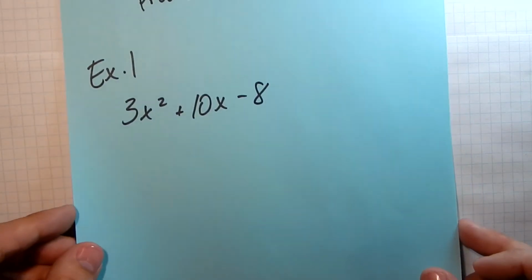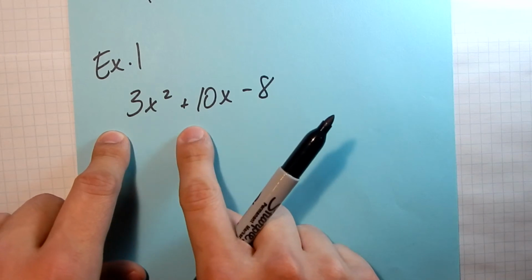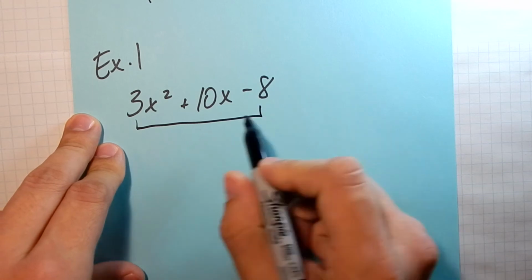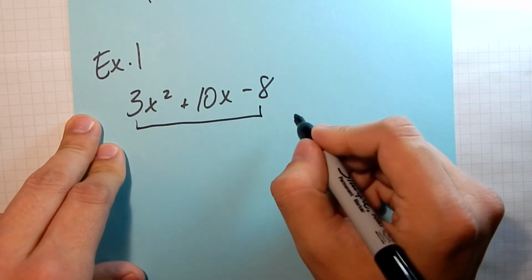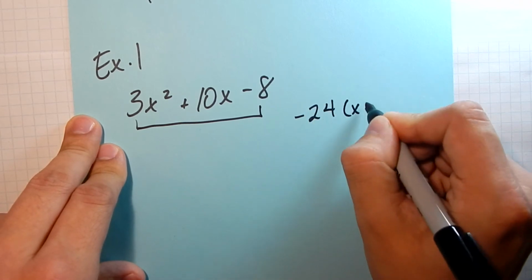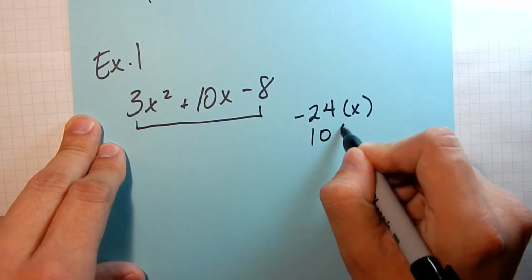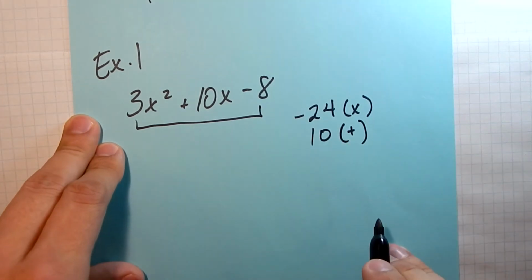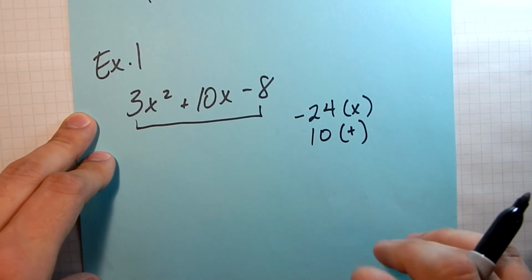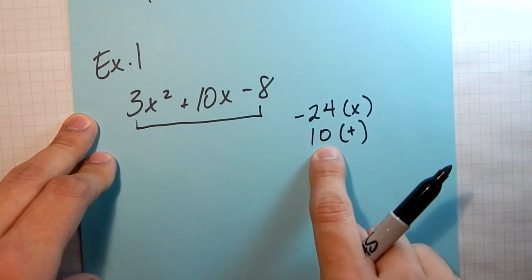We will start with this one. We have 3x squared plus 10x minus 8. The first thing we're going to do is multiply 3 and negative 8. I'm going to write that off to the side here. So we got negative 24, and we multiplied to get that. And here we have a positive 10, and we add to get that. So we're looking for numbers that multiply to get negative 24 and add to get 10.